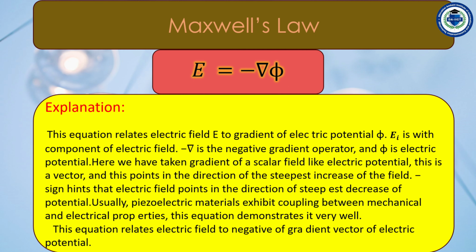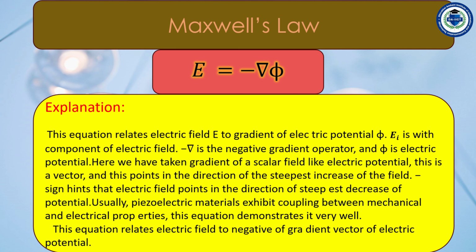Maxwell's law. Explanation. This equation relates the electric field E to the gradient of the electric potential phi. Ei is the component of the electric field. Minus del is the negative gradient operator, and phi is the electric potential.